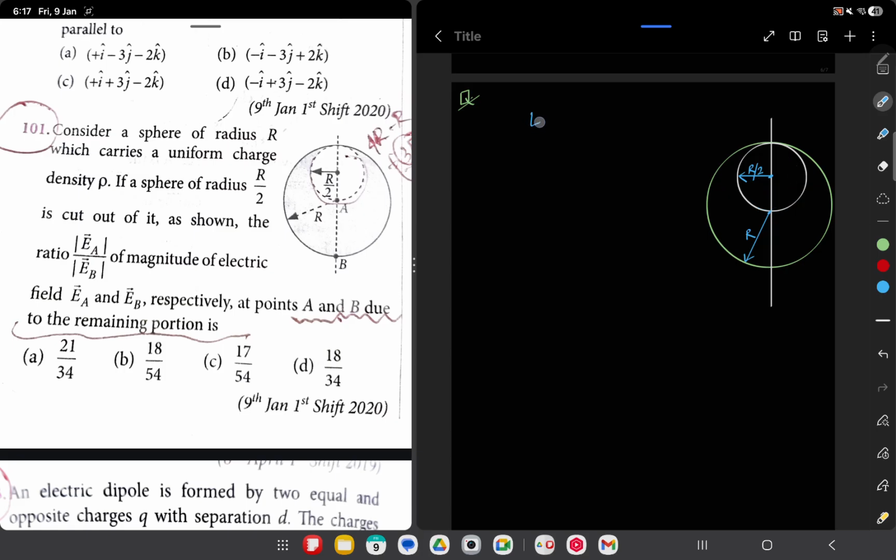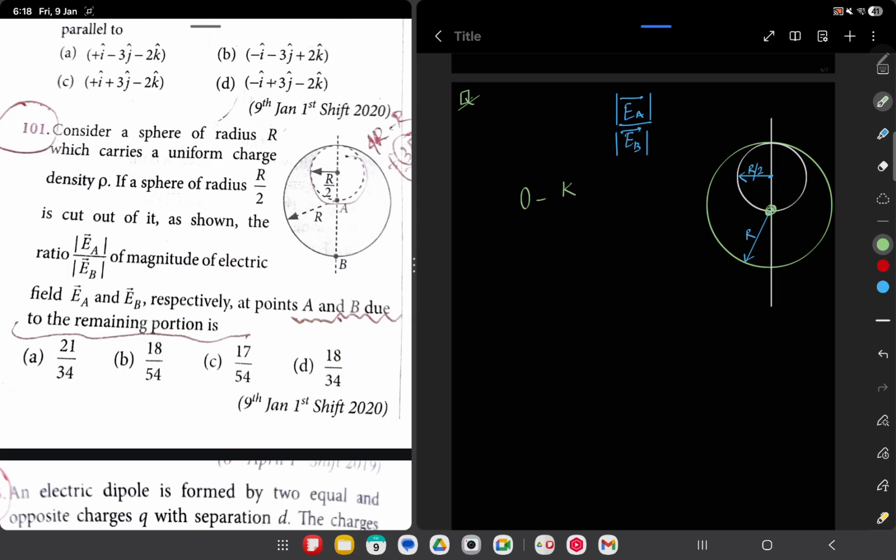Then you need to find out the ratio Ea by Eb at points A and B due to this remaining portion. So there are 2 points A and B. This is point A and this is point B. So at point A, the electric field due to this whole sphere will be 0, because that is the center of the sphere. And for this portion, that will be how much?